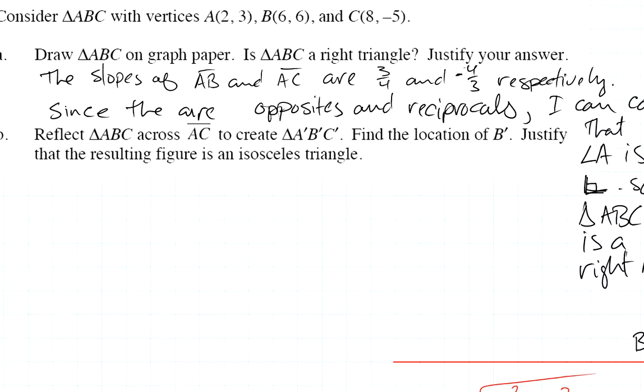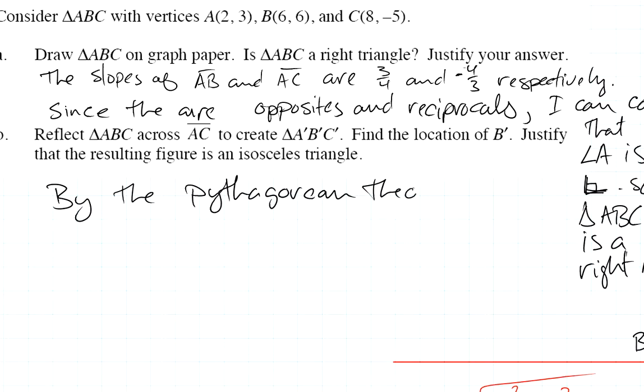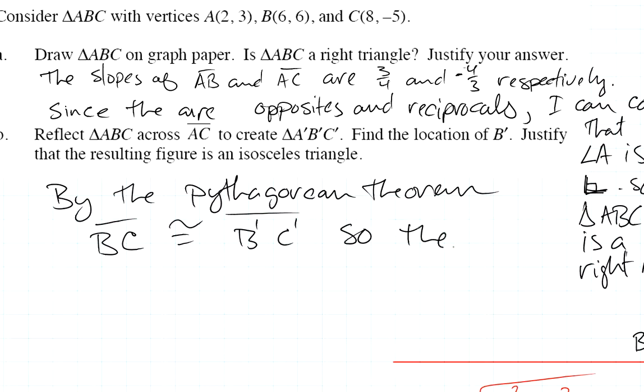So I think I will say by the Pythagorean theorem, BC is congruent to B prime C prime. Oops, that's supposed to be a C prime. So the triangle, and what triangle am I talking about? The big one, right? Which is B to B prime to C, or C prime, is isosceles.